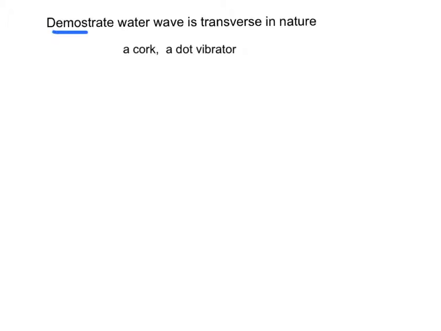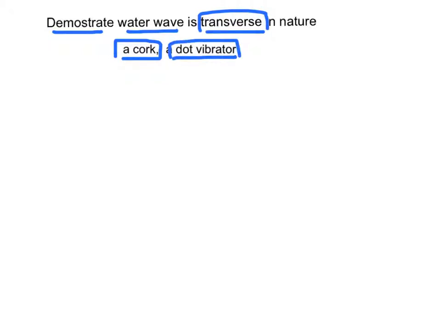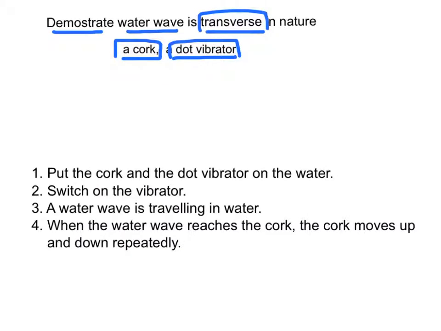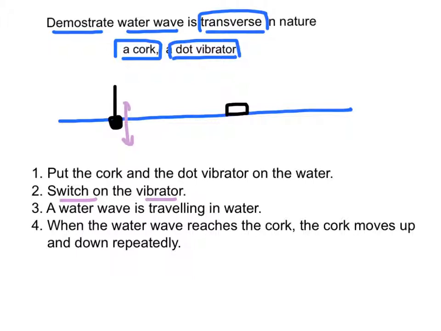Let's see how to demonstrate that a water wave is a transverse wave in nature by using the apparatus. First is a cork and the other is a dot vibrator. First, let's put the cork and the dot vibrator on the water. And then we switch on the vibrator. When the vibrator vibrates, a water wave travels in the water. When the water wave reaches the cork, you will see the cork move up and down repeatedly.